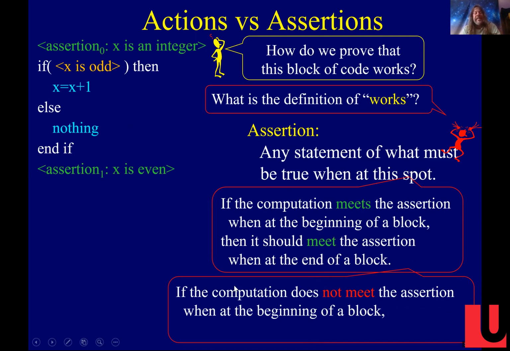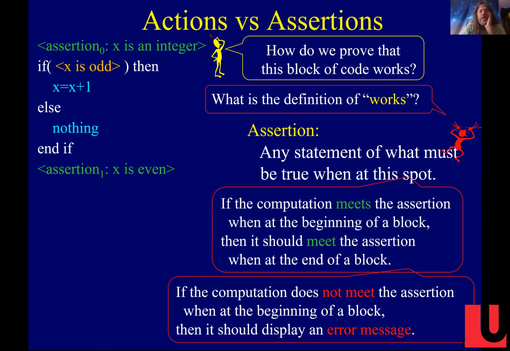Now, we can then ask, well, what happens if the computation is at the top here and it doesn't meet the assertion at the beginning of the block? Well, then what do we do? Before we were saying it didn't matter what your code does, but now we're going to say if you get here and this assertion's wrong, then you should panic and display some sort of box saying there's an error message, talk to your administrator.